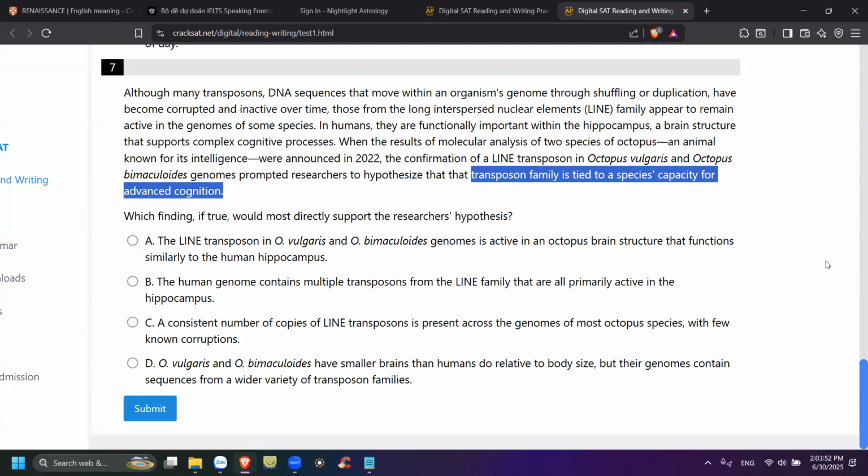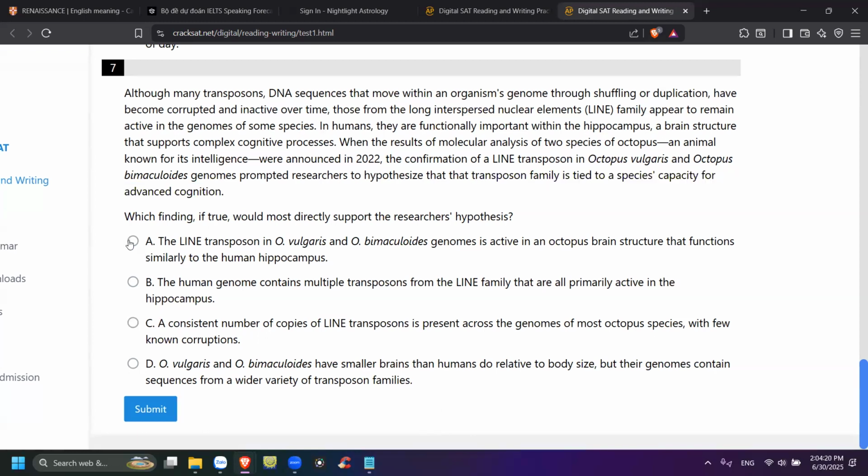I'm thinking between A and D though. So let me look at D for you. These two have smaller brains than humans do relative to body size, but the genome contains sequences from a wider variety of transposon families. Oh, it doesn't say anything about cognitive, isn't it? Right, right. So then what's your answer then? Then just A. I choose A.